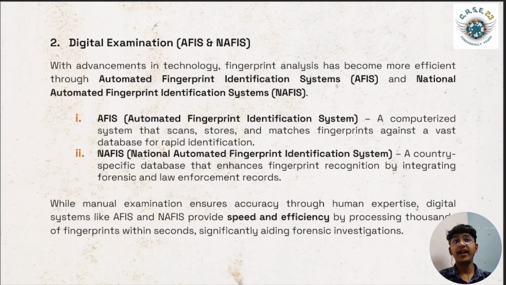And then NAFIS stands for National Automated Fingerprint Identification System. Now every country has its own version of AFIS to maintain fingerprint records at a national level. This is called NAFIS. It integrates forensic and law enforcement records, making identification even more efficient. For instance, if a suspect has been previously arrested, their fingerprint record in NAFIS can instantly help law enforcement link them to a new crime.